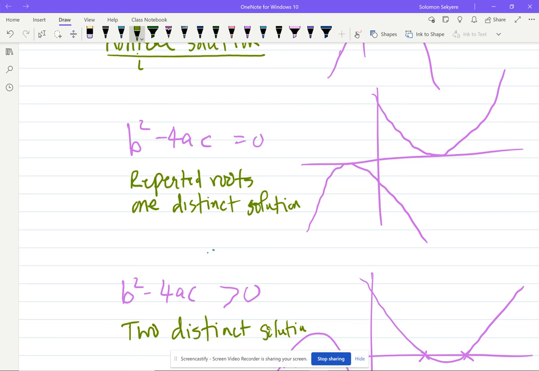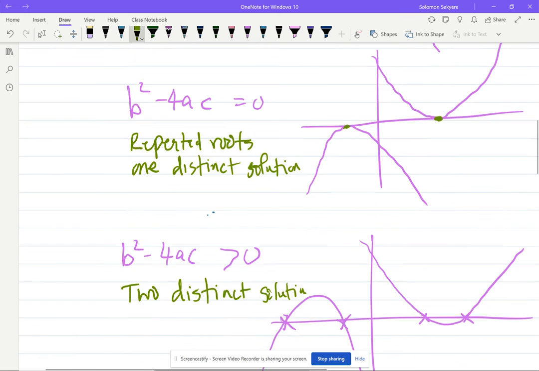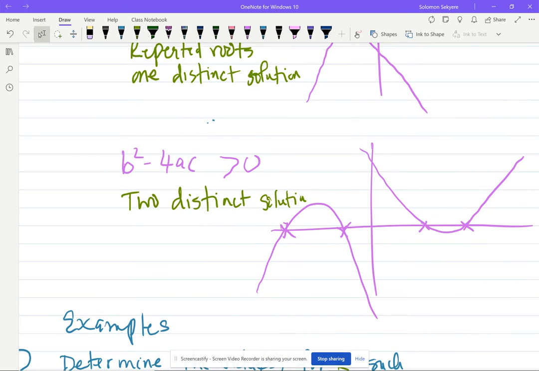The discriminant could be equal to 0. What does it mean if it's equal to 0? It means the graph touches the x-axis. When it touches it, there is only one x-intercept, so it's got repeated roots, or one distinct solution. And the third scenario is that the discriminant is greater than 0, which is the common situation when you solve a quadratic equation and you have two distinct real solutions.